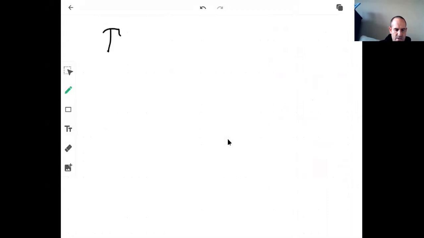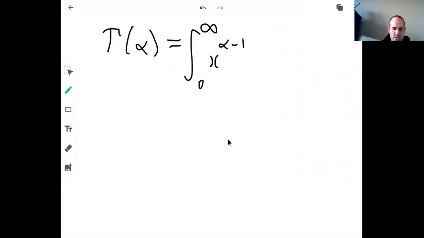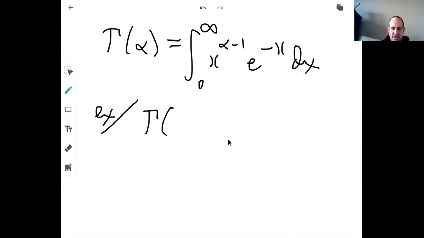We had gamma of alpha is equal to the integral from 0 to infinity of x to the alpha minus 1 e to the minus x dx. And that e to the minus x is what keeps this thing under control. So for instance, what if I wanted to compute gamma? Incidentally, we only consider this for alpha bigger than 0.